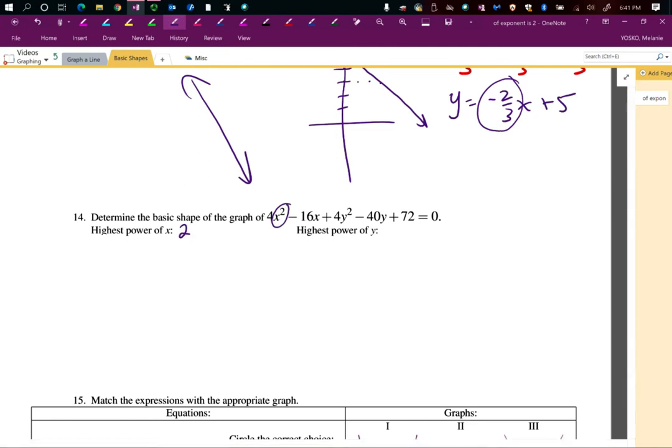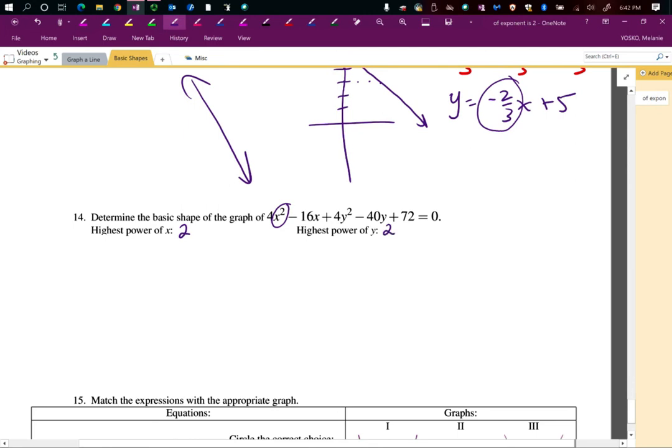Now wait a minute. Be very careful. Highest power of y. Look through. Oh, here's a y term. 4y squared. Oh, here's another term with y. Okay, so there's actually several terms with y. We have to be careful. The highest power of y is 2. So it's not a parabola.